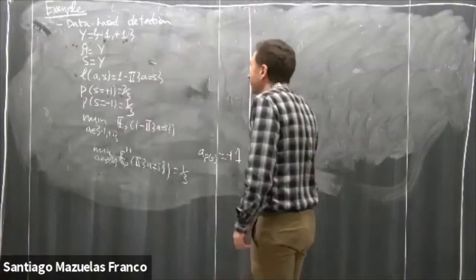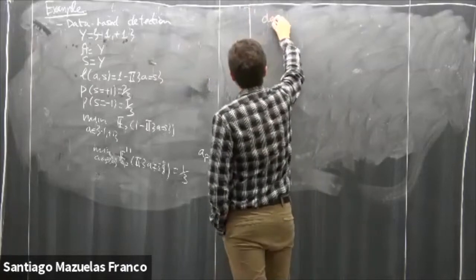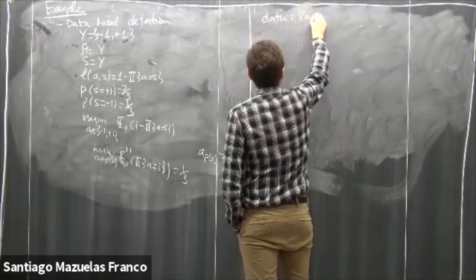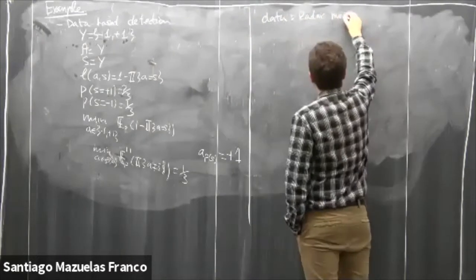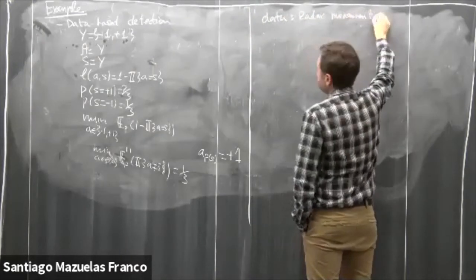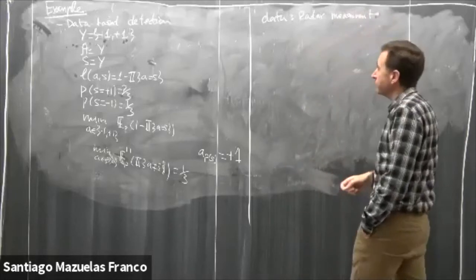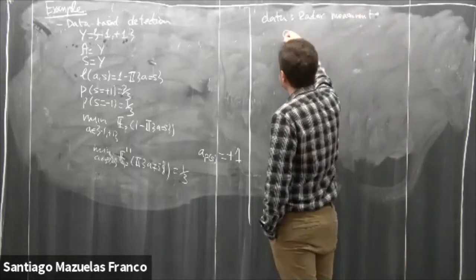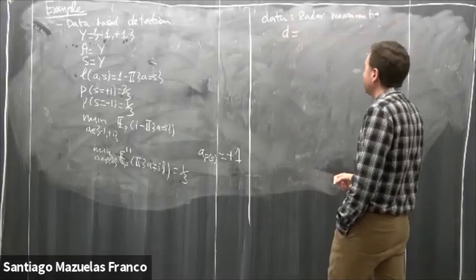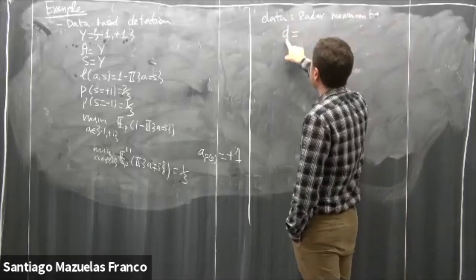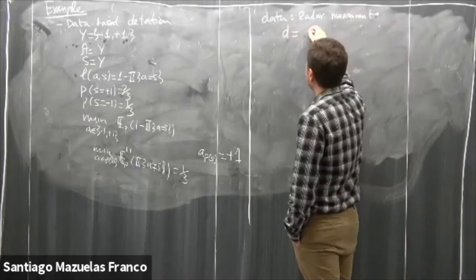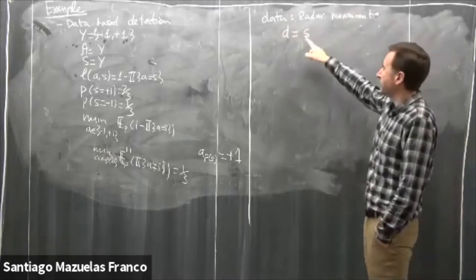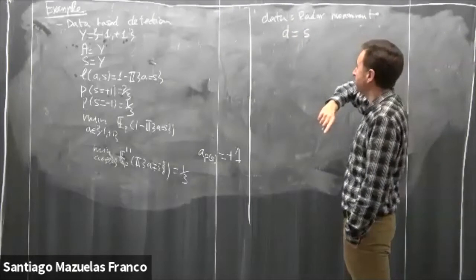So now let's do this with data. The data that we are going to have is going to be some, let's call it a radar measurement. In this case, we have some measurements coming from some radar, and we have a model for that data. The model is that the measurement of the radar is either +1 or -1. So if the danger comes from the right, it's +1. If the danger comes from the left, it's -1.